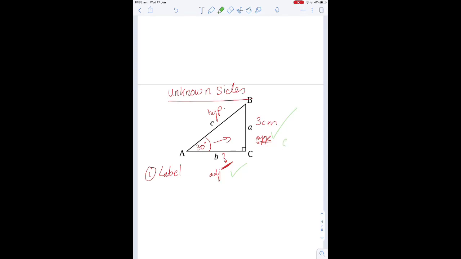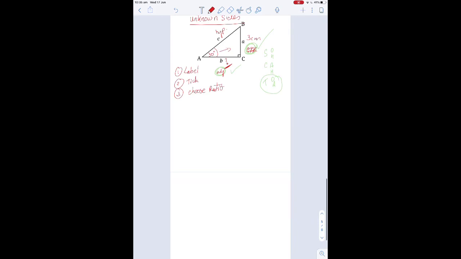Now write your SOHCAHTOA. Some old houses can always hide their old age. Which ratio uses O and A? So which one only uses O and A? It's tan. That's right. So we're going to be using the tan ratio. So the first step there was label, then tick for the information you have, then choose an appropriate ratio. If you follow these, I promise you can't get these wrong.